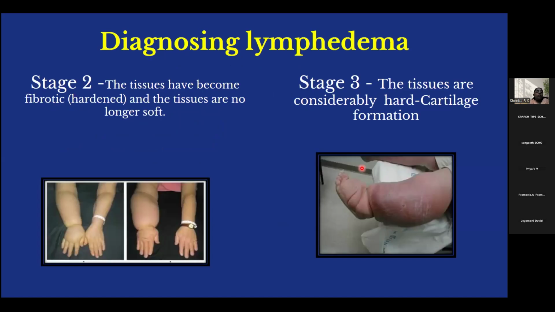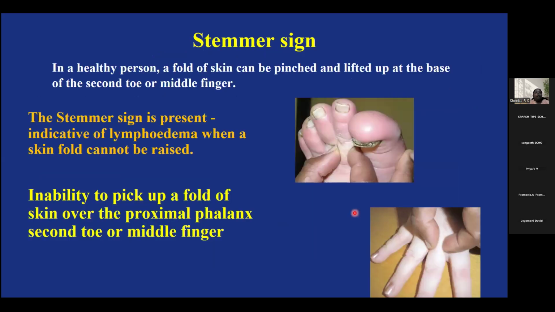Coming to stage 2, the tissues have become fibrotic and are no longer soft. If you do not give special attention to stage 1, it will go to stage 2. And then stage 3, the tissues are considerably hard with cartilage formation. Sometimes creases will form. If there are creases, there is a chance of dirt accumulating in between that area, and a chance of fungal infection. So these are the stages of lymphedema.